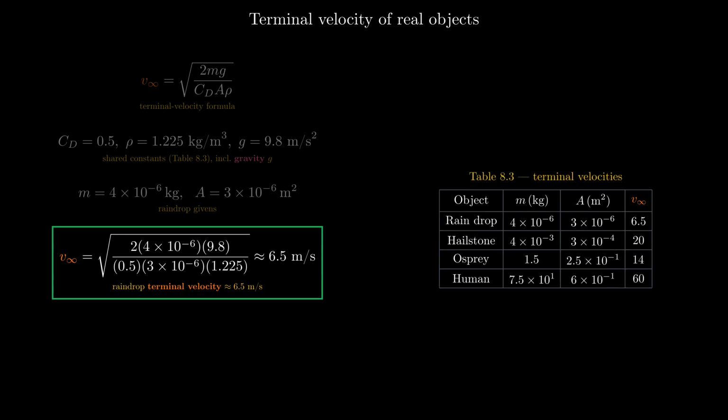Run the same formula for other objects. A hailstone reaches about 20 meters per second, an osprey about 14, and a falling human about 60. Now for the harder question. How does velocity grow over time?